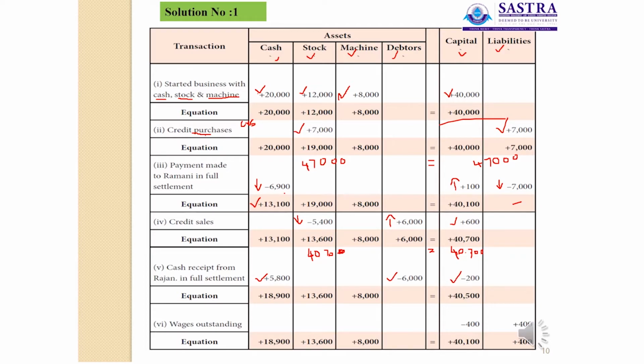So the amount of capital will be decreased, automatically minus 200. 13,100 plus 5,800, 18,900. The total is 18,900. Here 13,600, there is no effect on the stock, so the same amount. Here 8,000, machinery value, the same thing. Then 6,000 minus 6,000, automatically 0. There is no effect. And then the next one is 40,700 minus 200, 40,500. Now equalizing the transaction, 18,900 plus 13,600 plus 8,000. What is the total value? 40,500.